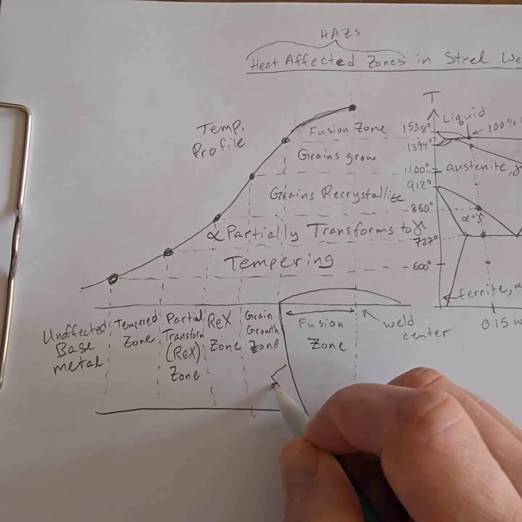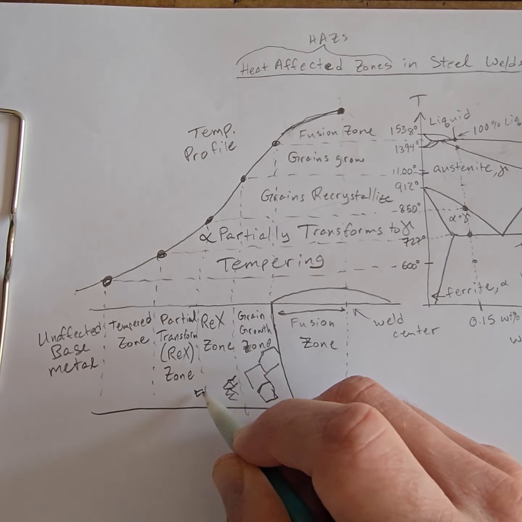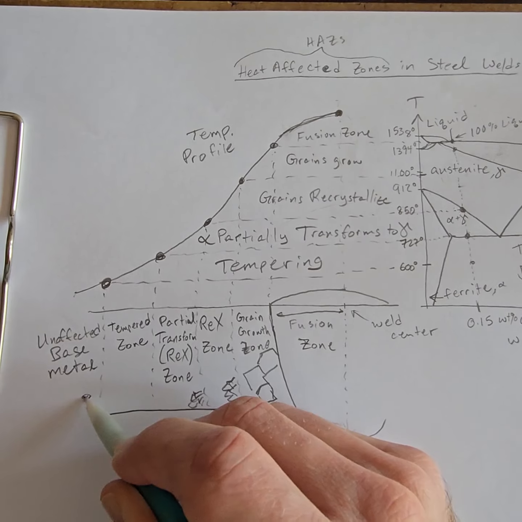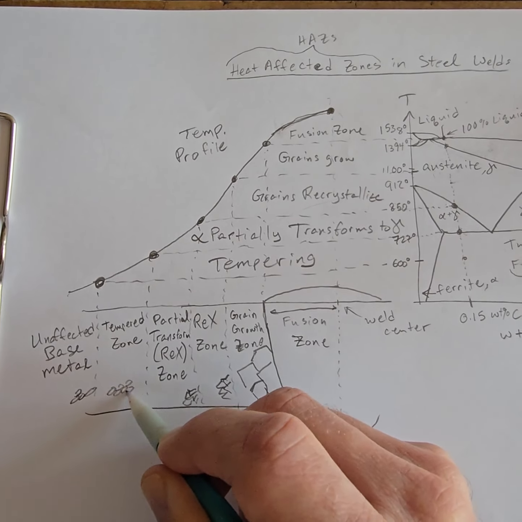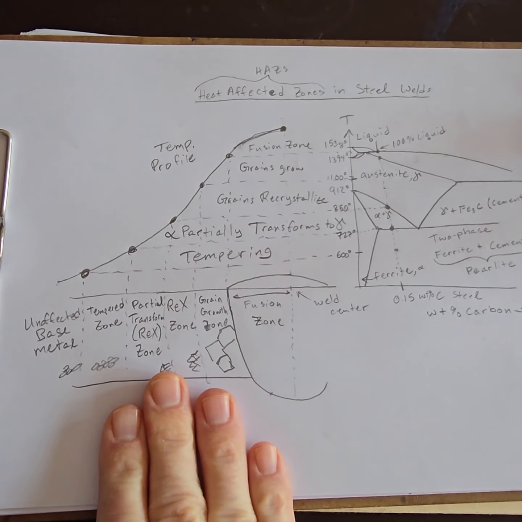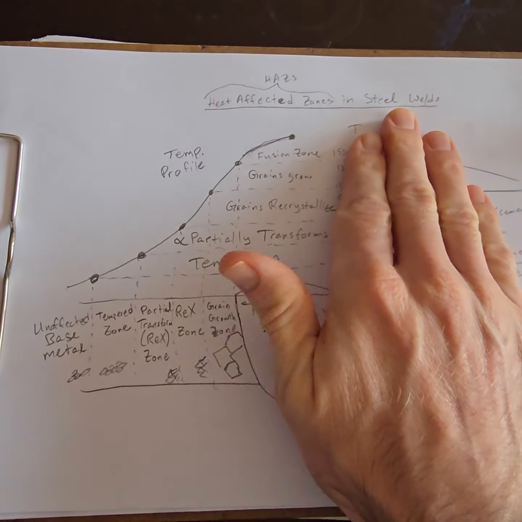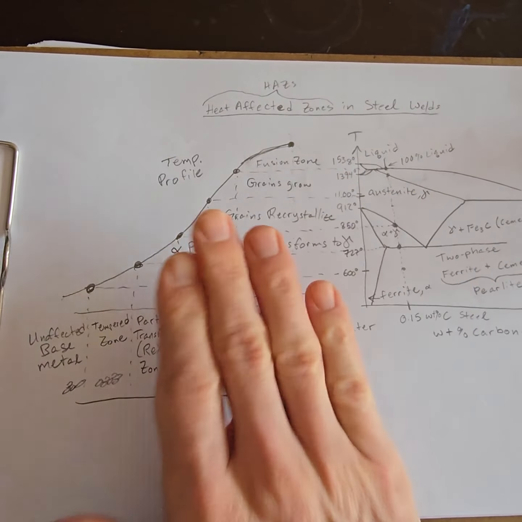So out here, we expect big grains, smaller grains in the recrystallized zone, even smaller in the transformed zone. Here, the grains just look like they did in the original base metal because they did not change phase, they did not recrystallize. That's how you can explain the different regions of the heat-affected zones in steel welds for low-carbon steels using the phase diagram and the temperature profile.